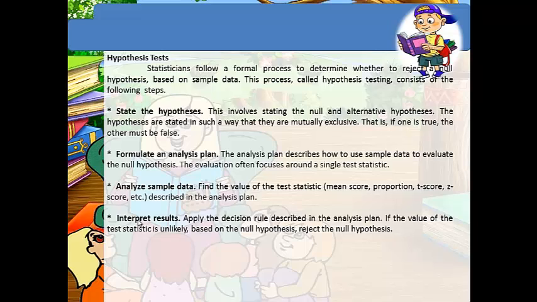And the last process is to interpret the results. This is to apply the decision rule described in the analysis plan. If the value of the test statistic is unlikely based on the null hypothesis, then reject the null hypothesis.